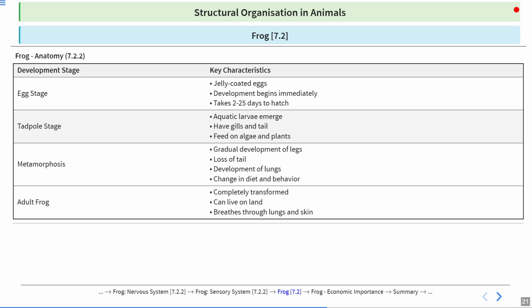Adult frog. Completely transformed. If you see the adult frog, it is completely transformed and more adapted to live on land. They breathe through lungs and skin, right? When the frog is inside the water, or when it is in hibernation or estivation, at that time they respire through the skin, because their metabolic activities are very, very low. But when they are on land, they breathe through the lungs.